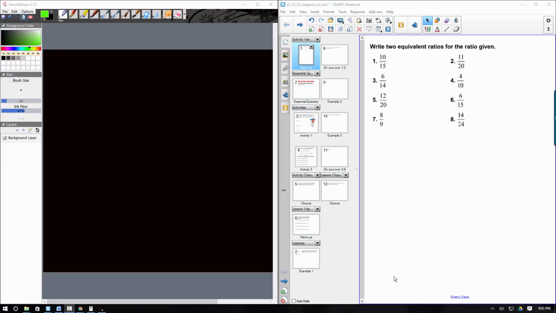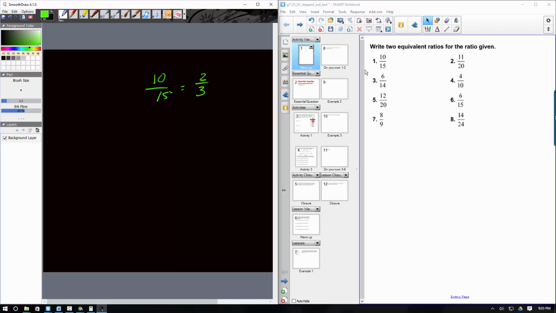So this video will focus on Chapter 5, Section 3. And the very first thing it says is to write two equivalent ratios for the ratio given. So I have to look here and I have 10/15ths. So something that is equivalent to 10/15ths, I could reduce it and take a 5 out of each, so I'd have 2/3.